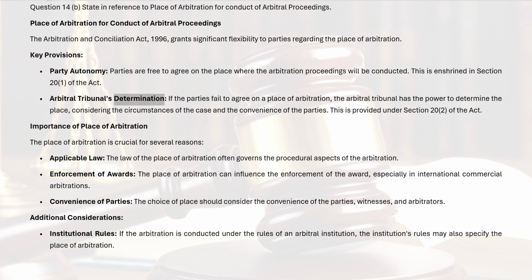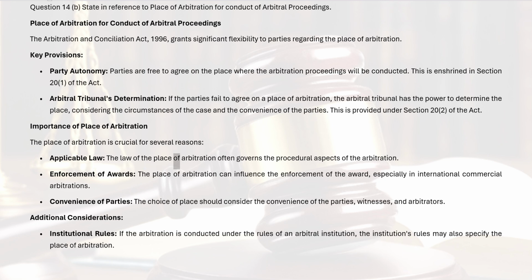Arbitral Tribunal's determination: if the parties fail to agree on a place of arbitration, the Arbitral Tribunal has the power to determine the place, considering the circumstances of the case and the convenience of the parties. This is provided under Section 22 of the Act. Importance of place of arbitration. The place of arbitration is crucial for several reasons.